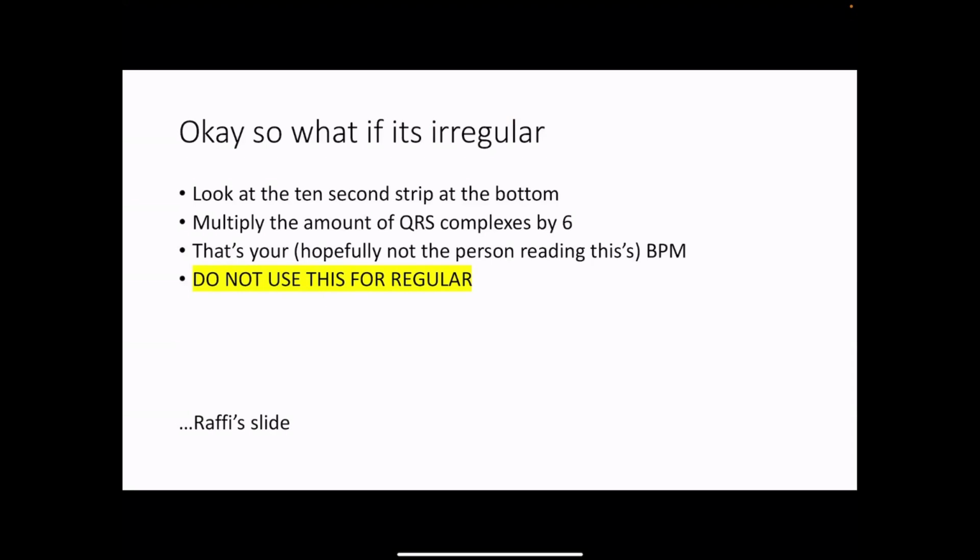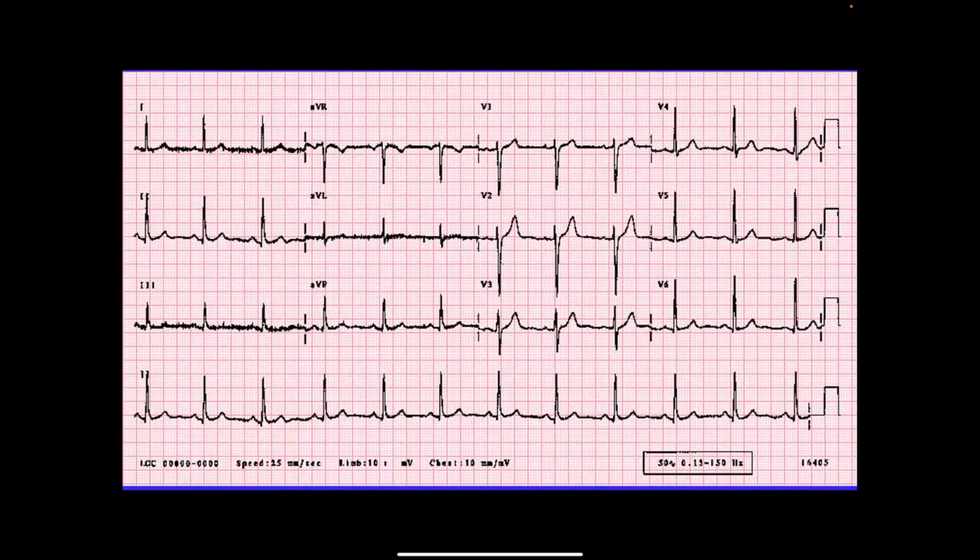We can't use the formula, right? Because if it's irregular, it means there's a different number of squares between each one. So how do you know which one to use? We don't use the 300 divided by the number of squares for irregular rhythms. We just count the number of R's.